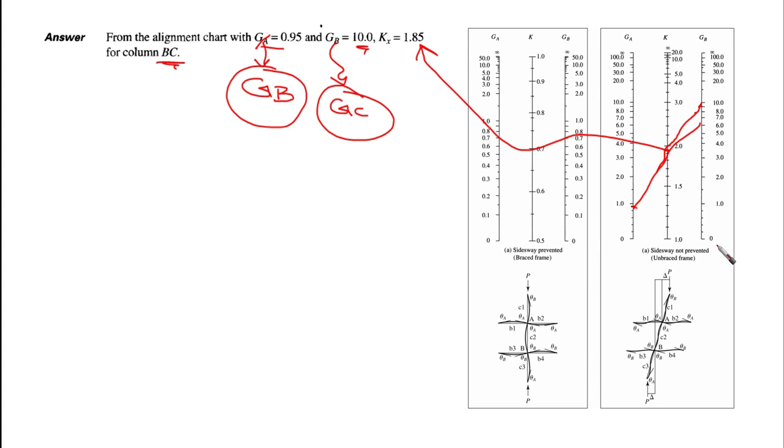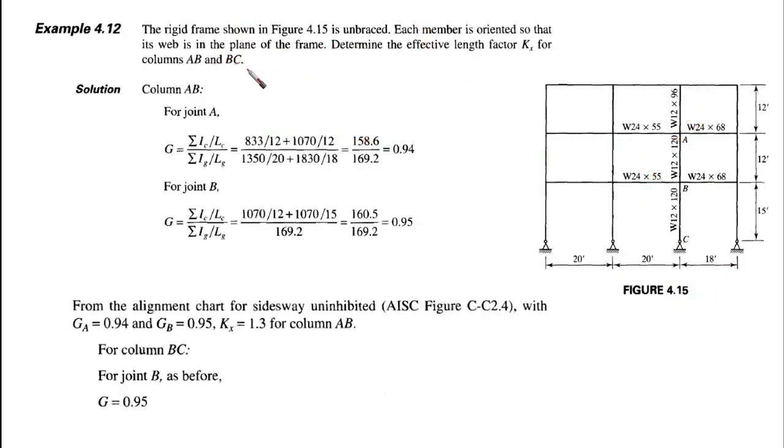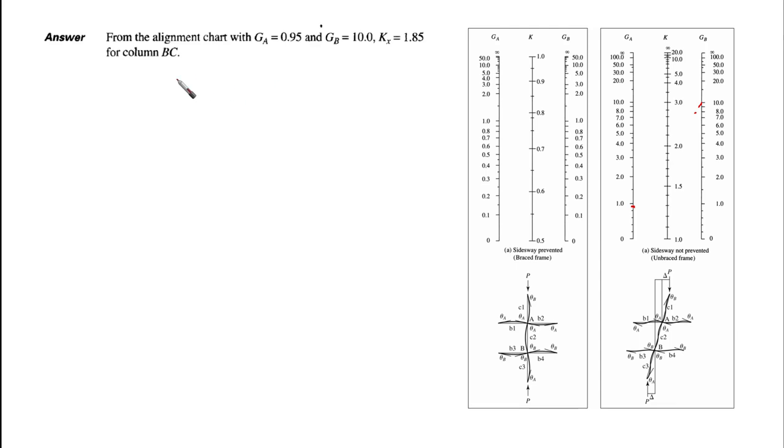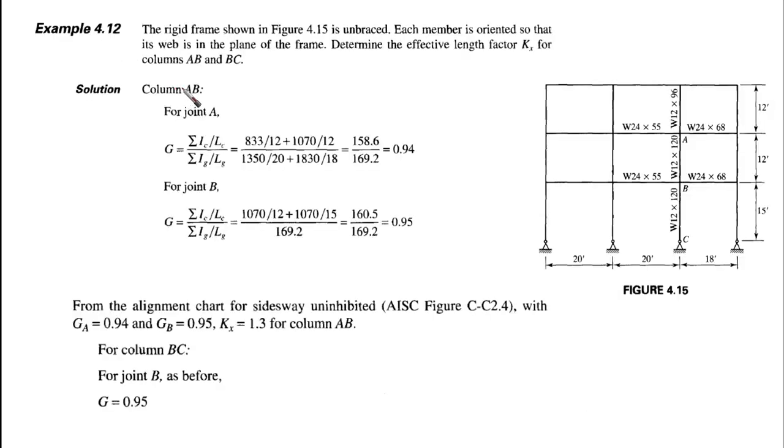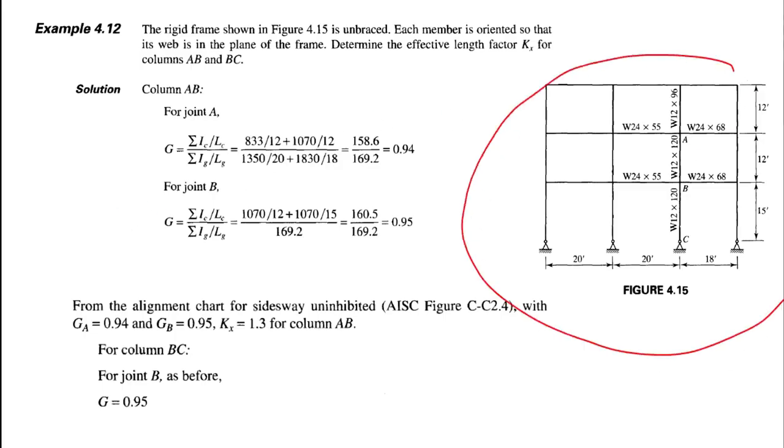Remember that we are using side sway not prevented, or side sway permitted. This means that our K is going to be larger than 1. So only take care of this mistake in the textbook. Now this is the example that we have worked up till now. This is a side sway permitted case.